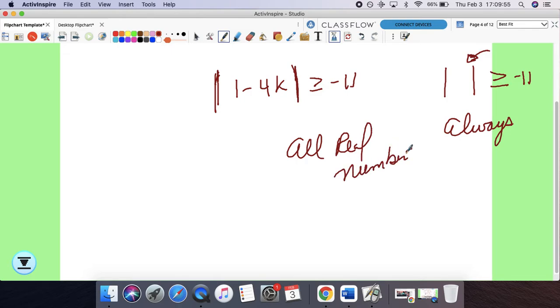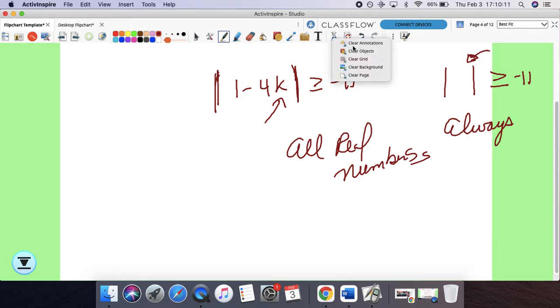Any number. So if you replace k with any number, so 1 minus 4 times any number, it doesn't matter what it is, whatever we get here, it will always be greater or equal to a negative number. Sneaky, who picked this one?